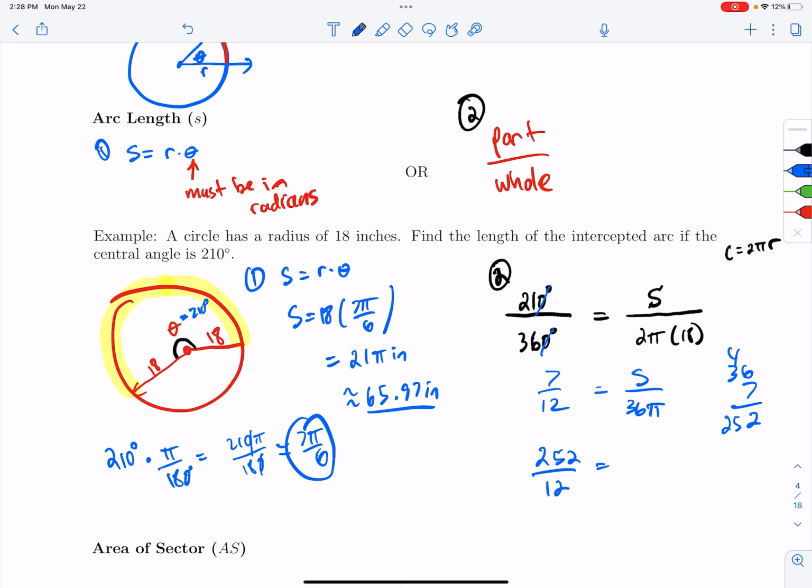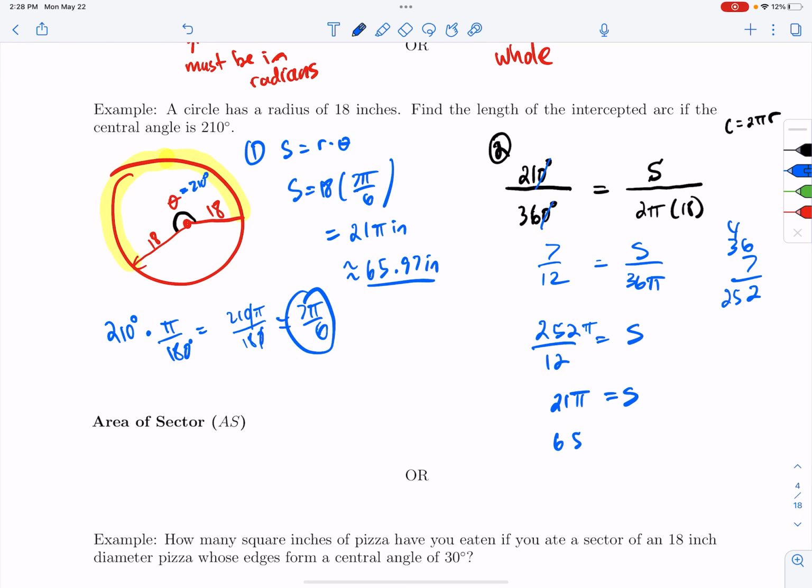over 12. Pi is equal to s. And then I can reduce that. I can reduce those both by 12. So I come up with 21 pi is equal to s. Or same thing, 65.97 inches. Okay, so I get the same answer regardless of how I do this.